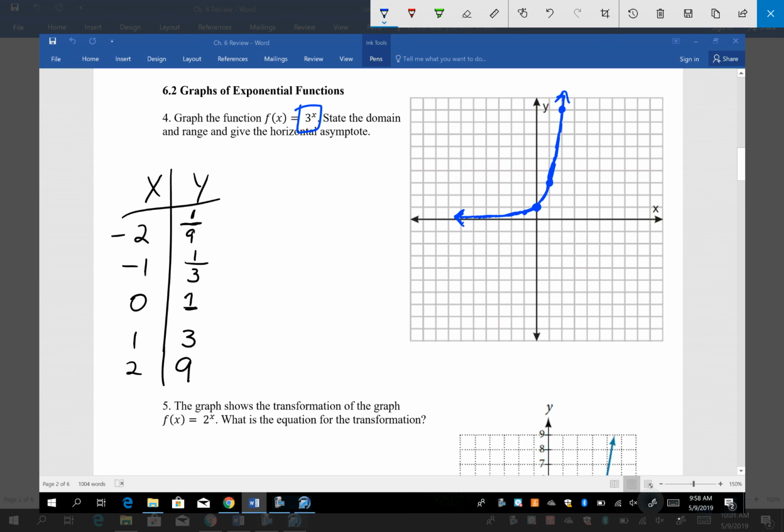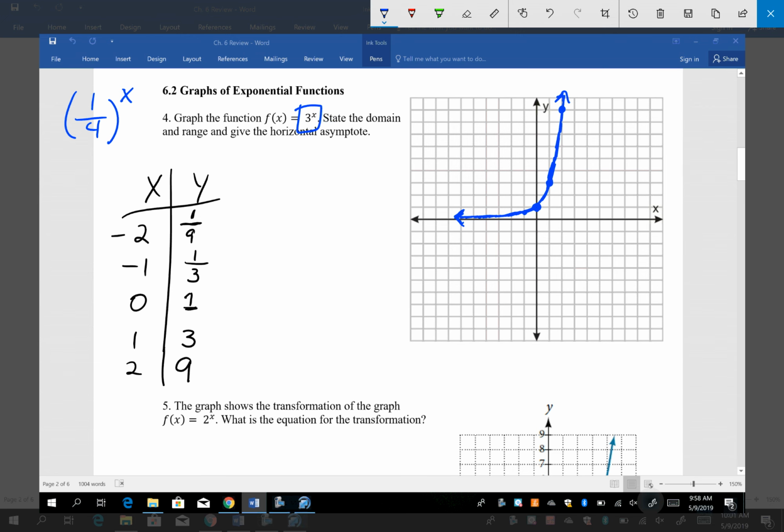Do you remember a problem on this review, or one that we did in the past, where it was 1/4 to the x? What's 1/4 as a decimal? 0.25, and 0.25 is between 0 and 1. So this would be exponential decay. All right, exponential decay. Everybody good?